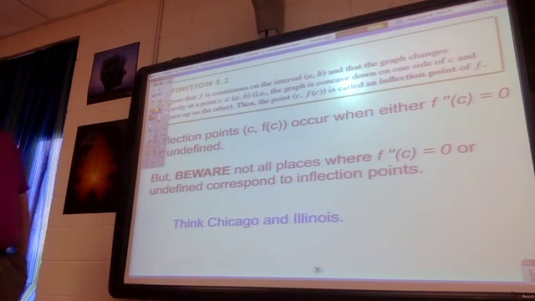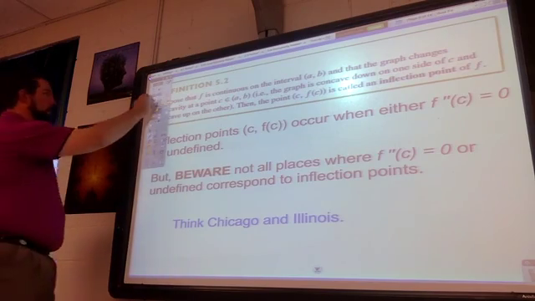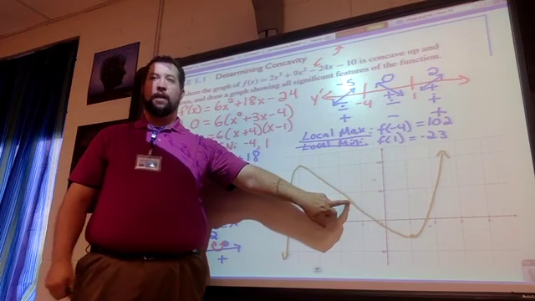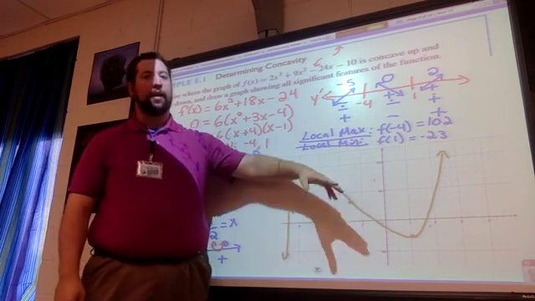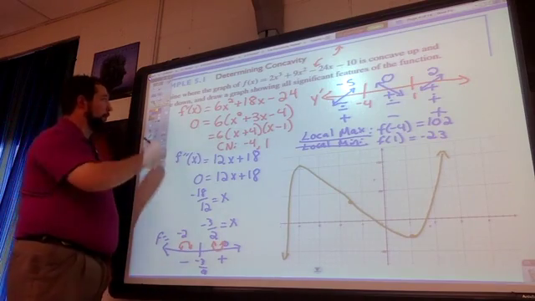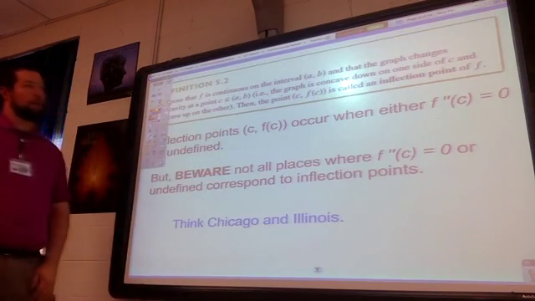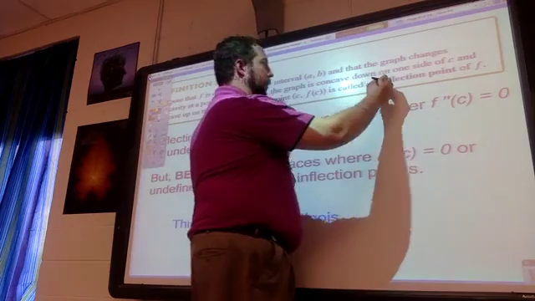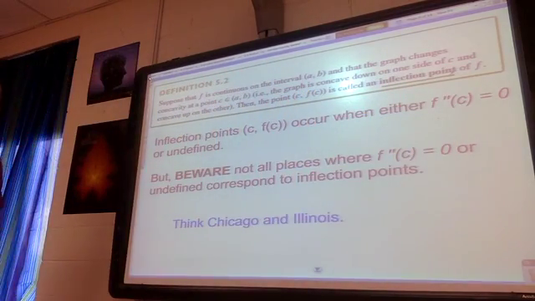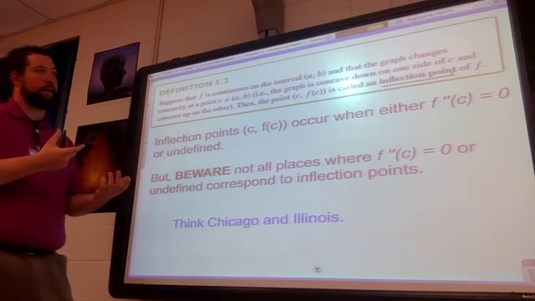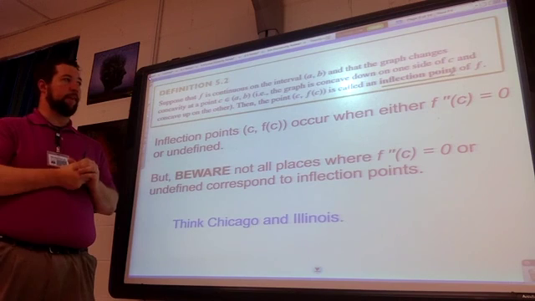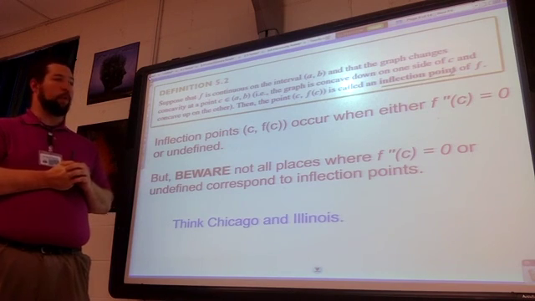Now if you notice, at this point right here, at -3/2 and whatever that Y value is there, it changed from concave down to concave up. We actually give that a certain name. We call that an inflection point, or point of inflection. If the function changes from concave down to concave up, or concave up to concave down, at that point it's called a point of inflection.